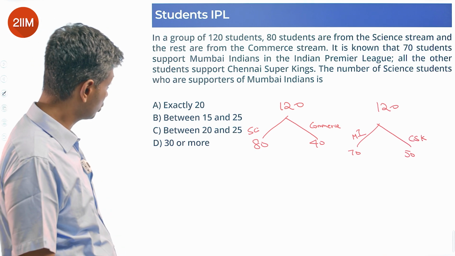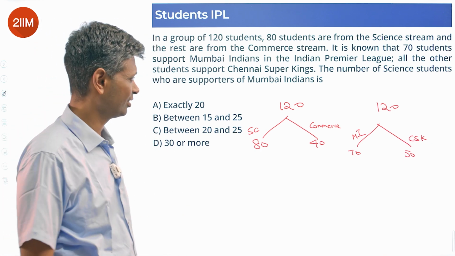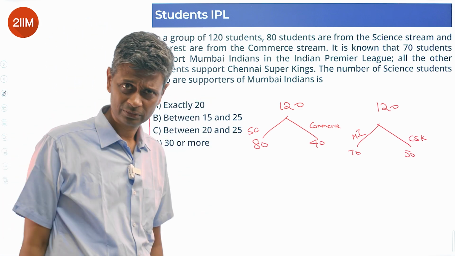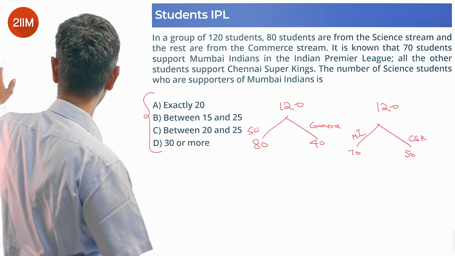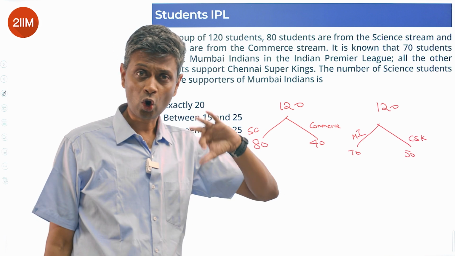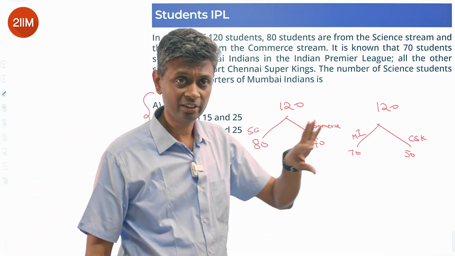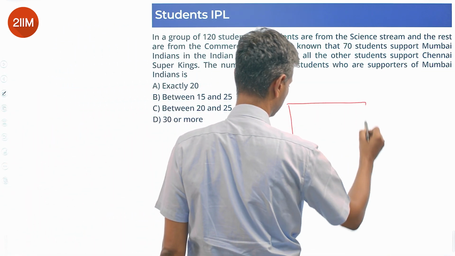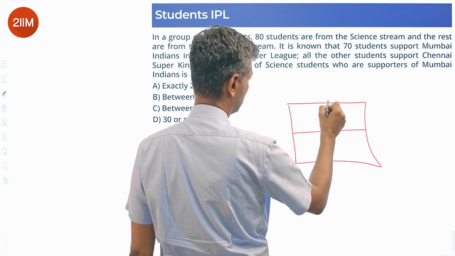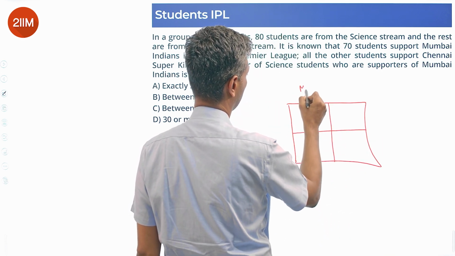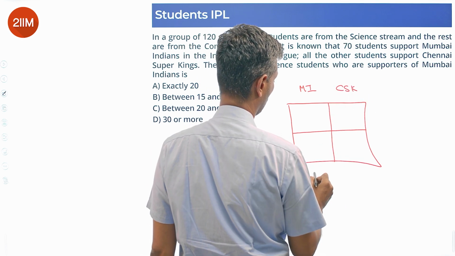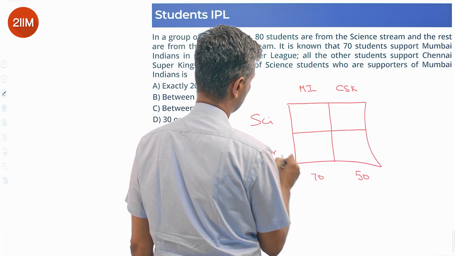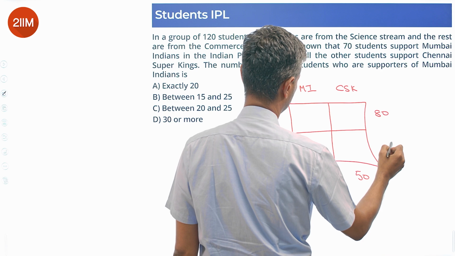The number of science students who were supporters of Mumbai Indians is, can't find the answer, which is why the choices are in terms of ranges. So what I'm going to do, I'm going to classify this, because there are going to be science and Mumbai Indians, commerce and Mumbai Indians, commerce and CSK, science and CSK, all kinds of stuff. Let me box this out like this. Let's say this is MI, this is CSK, total of 70, total of 50. This is science, this is commerce, total of 80, total of 40.